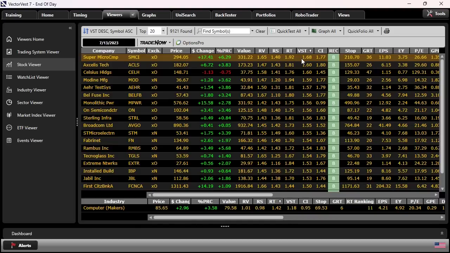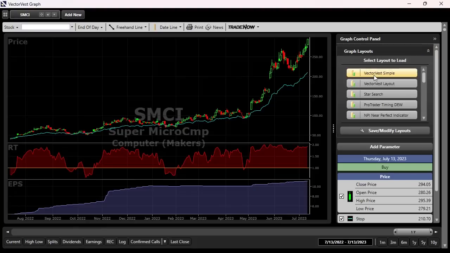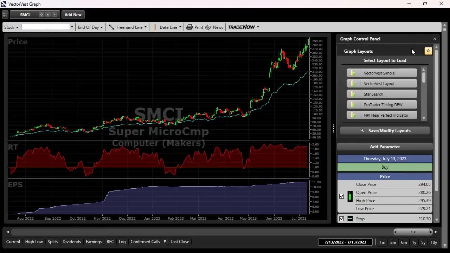We lean on the power of that analysis to then cherry pick from this list the stocks that have the best demonstrations of persistent price and earnings performance. So let's click Graph All. And I've chosen from our Graph Layout tool the VectorVest Simple Graph Layout.